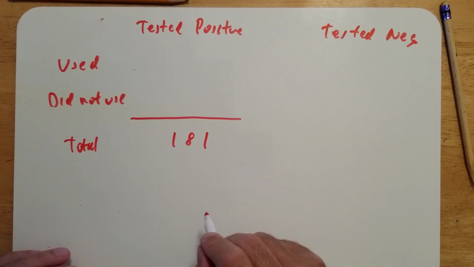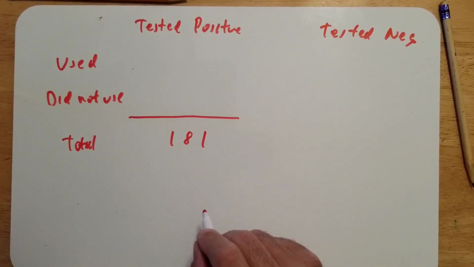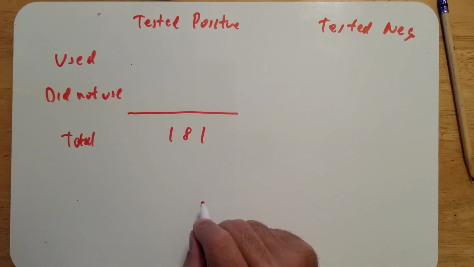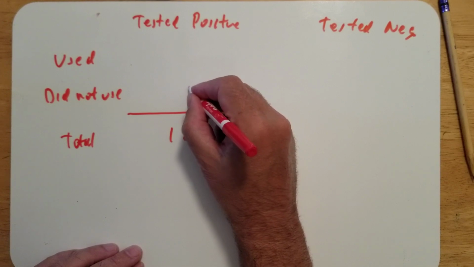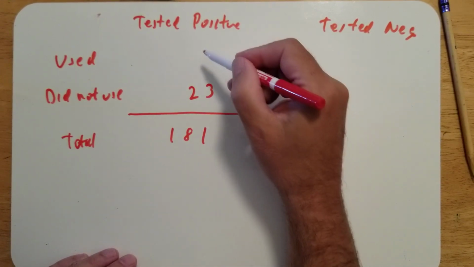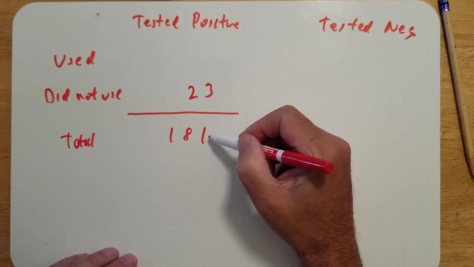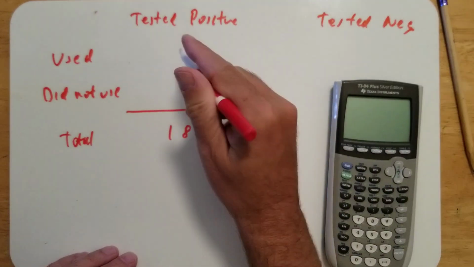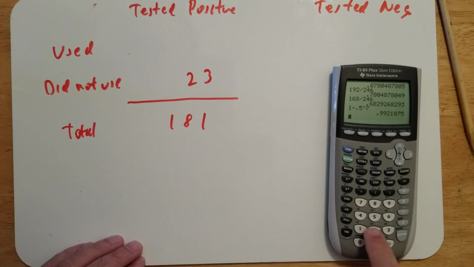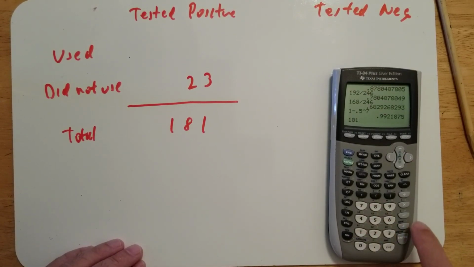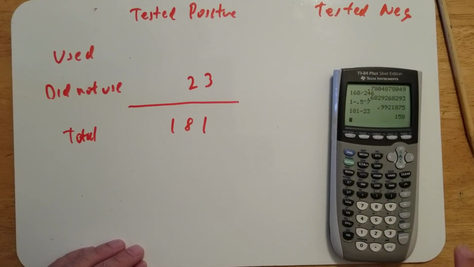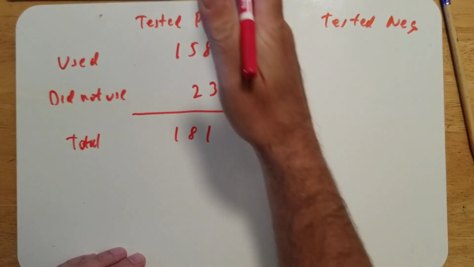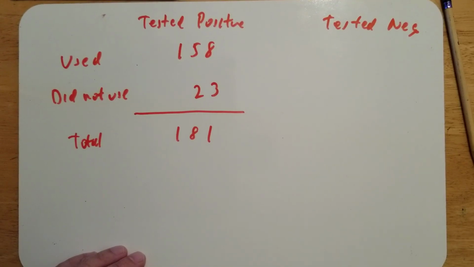And it said there were 23 false positives. Now, a false positive is someone who tested positive for the drug but didn't use it. So those 23 people go there. And then how many people used? Well, the total is 181, and 23 did not use, so in this column I'm putting 181 minus 23, and that gives 158. So that fills in the tested positive column.